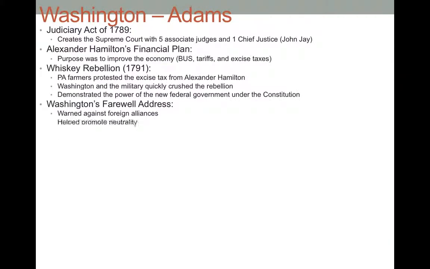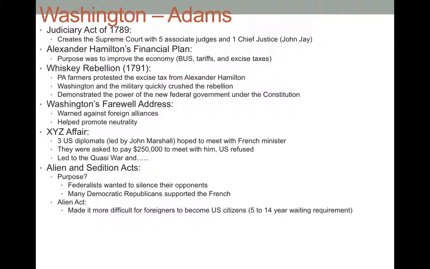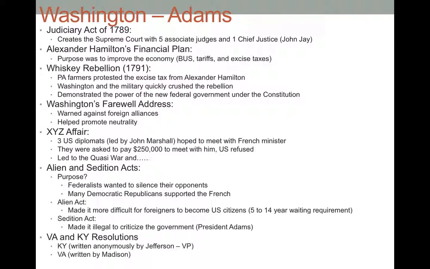So from Washington through the Adams presidency, this is really what we call the critical period, where we have that question like, are the United States going to make it? There are lots of events that happened, but I told you to make sure that you remember, one, Washington's Farewell Address, which basically warns against foreign alliances.